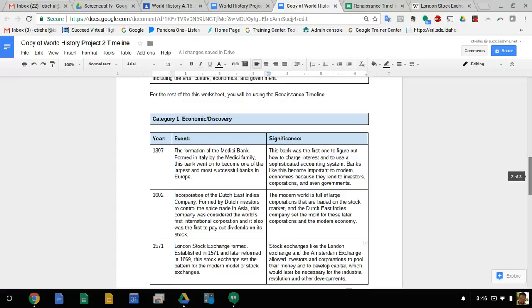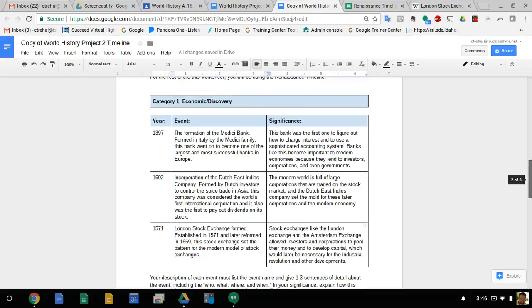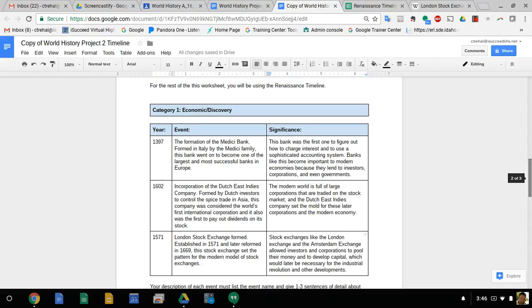Okay, so on this, when I look at stock exchanges like the London Exchange and the Amsterdam Exchange, they allowed investors and corporations to pool their money, develop capital, which would later be necessary for the Industrial Revolution and other developments. As you look at each of these events, again, you have a choice. You can tie these to the Renaissance, but I think it's easier to just talk about how they relate to the modern world, because that is really what the Renaissance did.